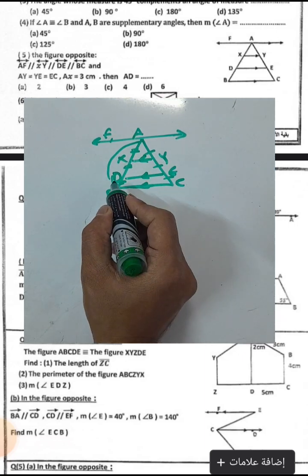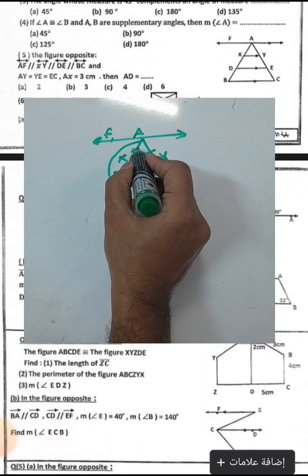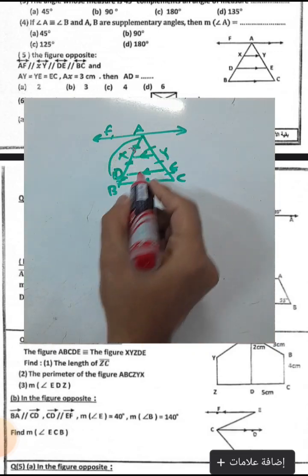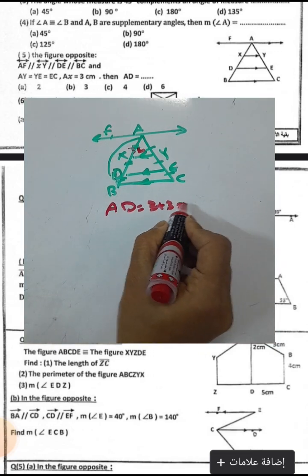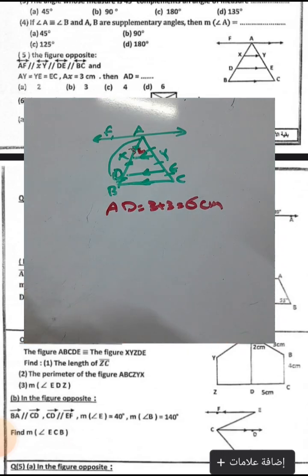He gives us the length of AX as 3 centimeters. This part is 3 centimeters. Then ED equals 3 plus 3 equals 6. Okay, we have 3 centimeters here. Then ED equals 3 plus 3 equals 6 centimeters.